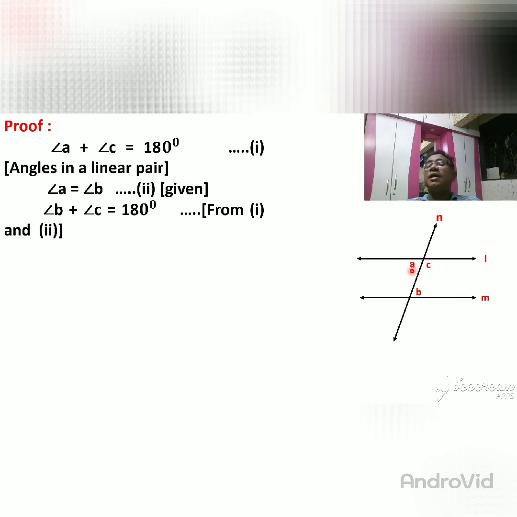First we write: angle A and angle C are a linear pair. So angle A plus angle C is equal to 180 degrees. Here it is written, angle A plus angle C is equal to 180 degrees, angles in a linear pair.